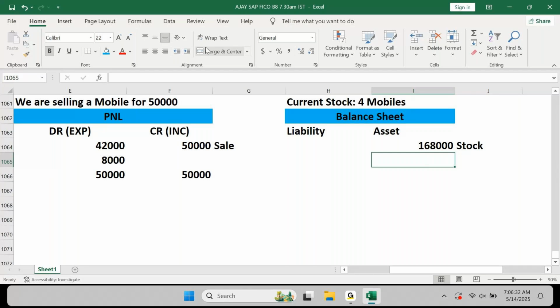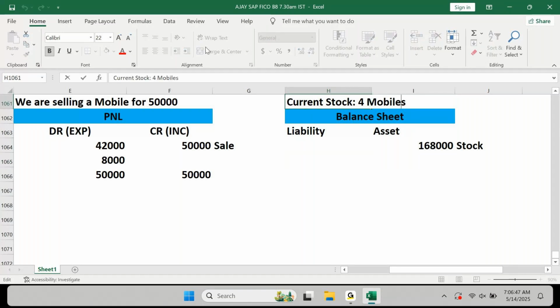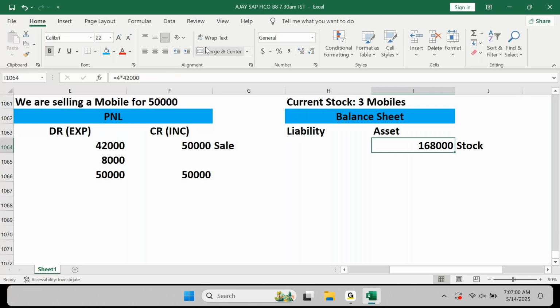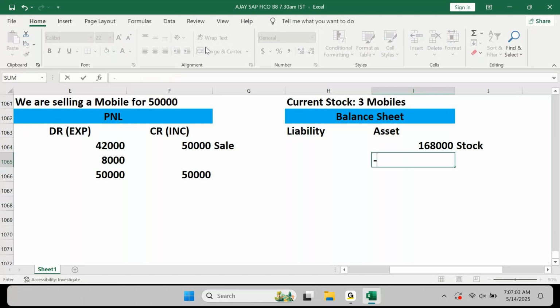The moment I get the order and then I deliver it to the customer, I need to stock out. If I'm taking the material out, I need to update 2 records. My stock report should show 3 mobiles after this sale, or 4 mobiles, or 5? 3, because you are doing stock out, 1 is going out. Now it should be reduced by 42,000.